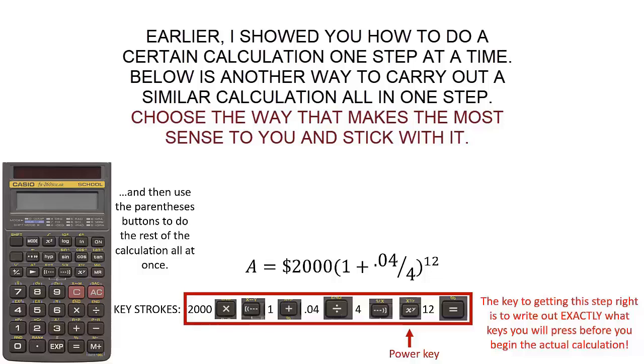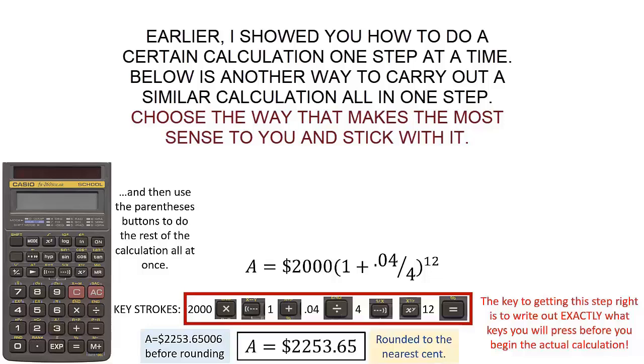Press that power key. That tells the calculator that you're about to type in an exponent. Once you press the power key, now you can enter 12. And then to make the evaluation of the expression complete, you press equal. And if you do all of those things, you will end up with $2,253.65006. And if you round that off to the nearest cent, it would be $2,253.65.